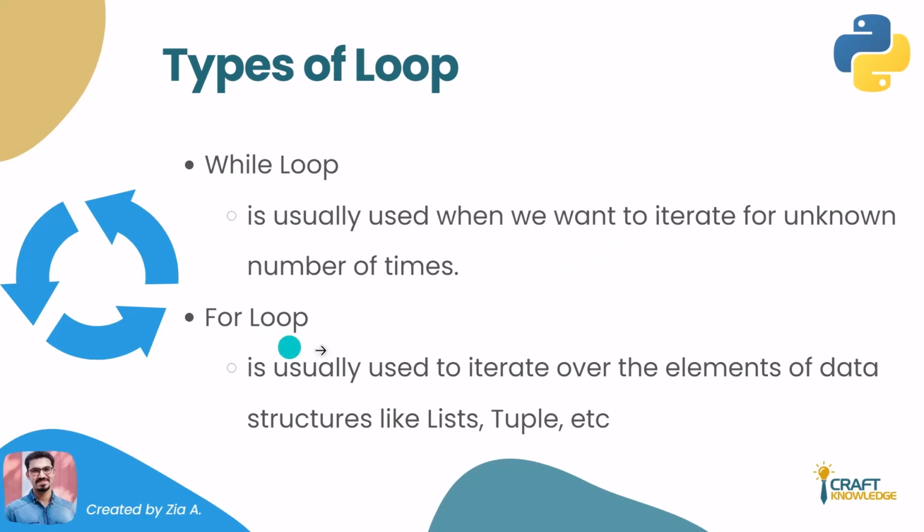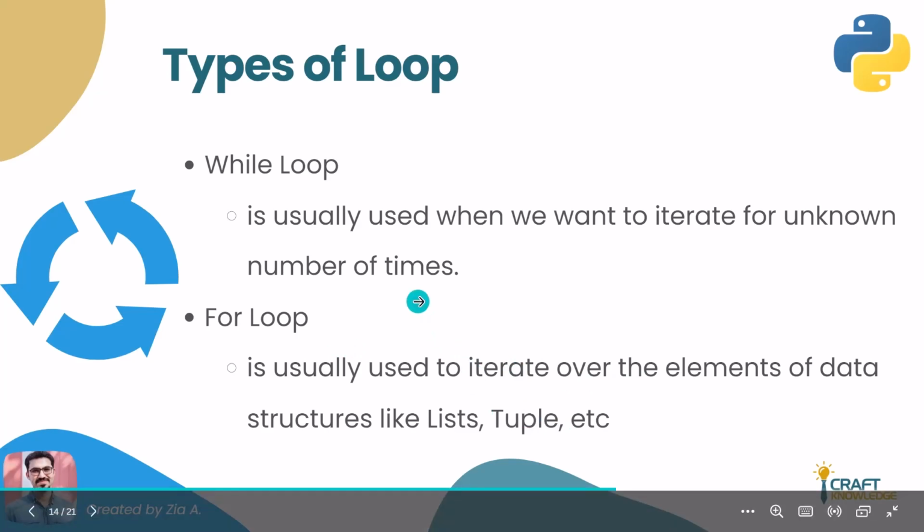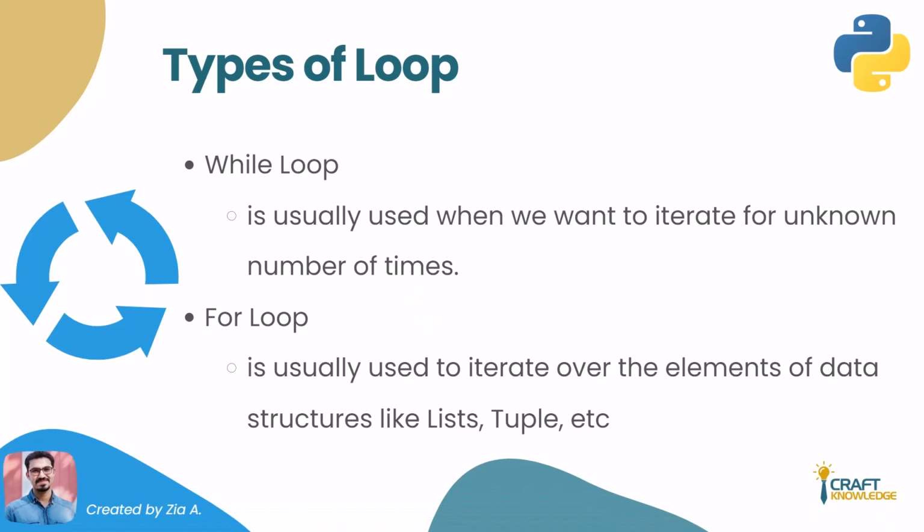And a for loop is usually used to iterate over the elements of data structures like list and tuple. For example, we have a list of 100 elements and I want to iterate over it. I want to print, let's say, all the elements one by one, or I want to perform some operation on all the elements of the list. I can make use of a for loop there. Well, that is a high level overview of loops.